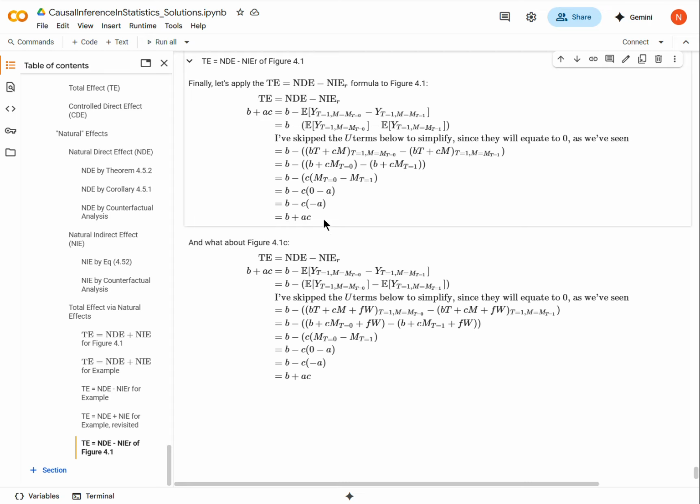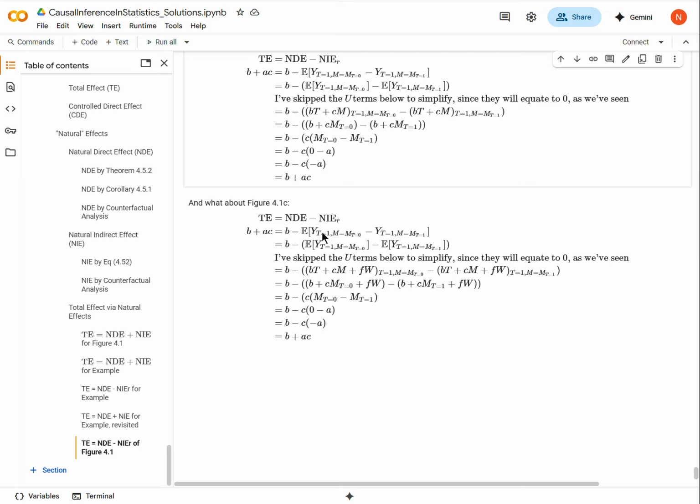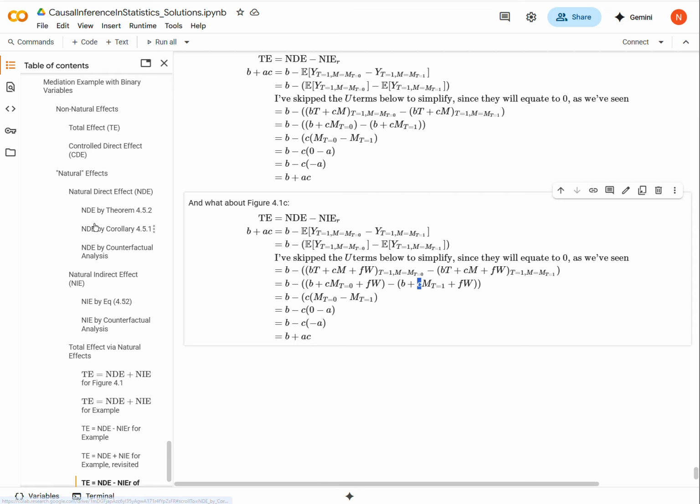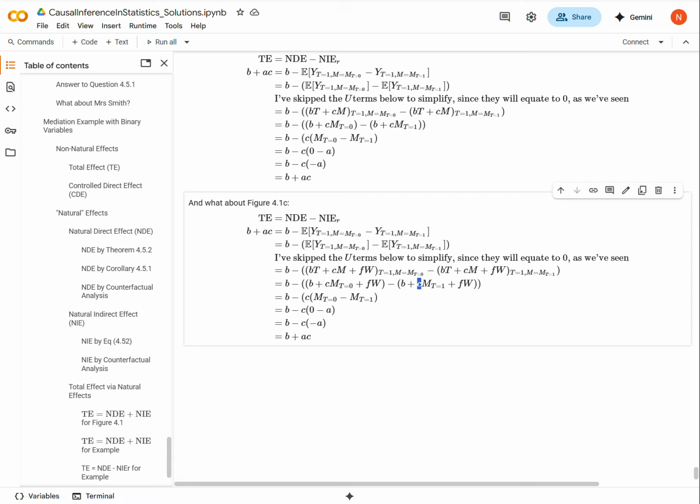And what about figure 4.1c? Again, this is the one that has W terms in the mix. And as we've seen many times, when we have W in the mix for this counterfactual analysis, because W is not defined in our counterfactual scenarios, it just ends up canceling out when we do this subtraction between the two conditions, and we get the exact same answer here. So that is the end of this example.